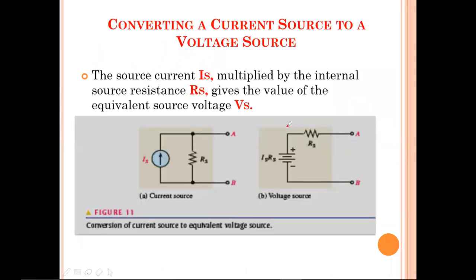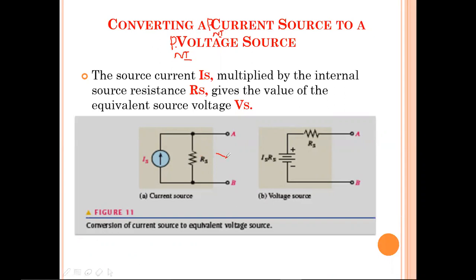In this slide, what we are going to convert is a practical current source. This is a practical current source. Let me add this word: practical current source to practical voltage source. Please try to remember that word, or you can name it as a non-ideal current source to non-ideal voltage source, right? Already you know what is the ideal current source.